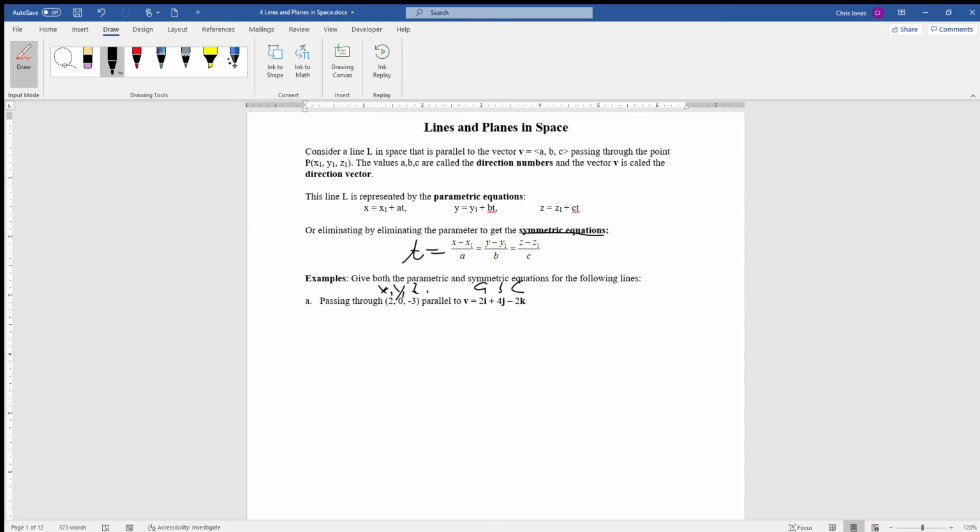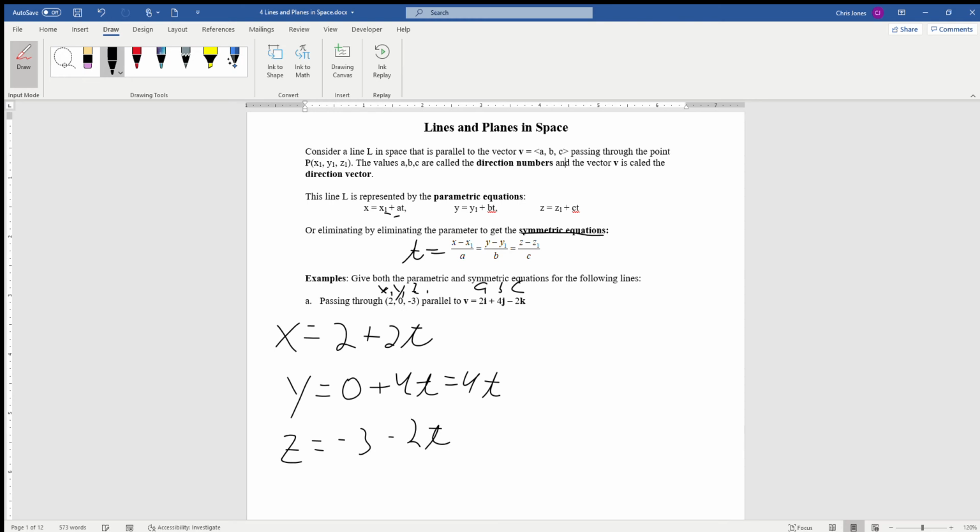And so if we want the parametric equations, we're going to say that x is going to be equal to 2 plus 2t, right? And again, x1 is 2, a is 2 as well. For y, that's going to be 0 plus 4t, otherwise known as 4t. And then finally, z is going to be equal to negative 3 minus 2t. We should note that the domain for the parameter t is all real numbers.